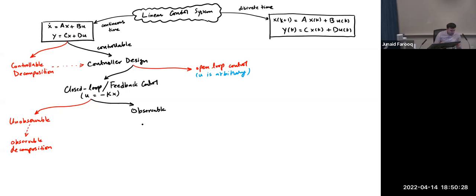So if the system was observable, you could again have two possibilities. One is if x is completely known, right?